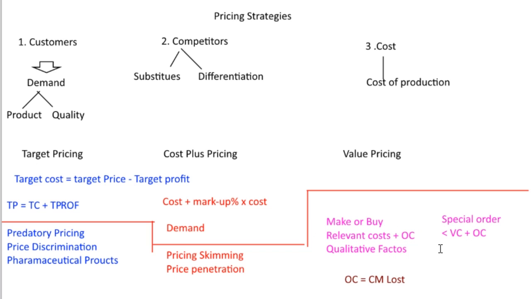And then there is special orders. The rule here is that the price has to be higher than your variable cost plus the opportunity cost. And I think that is really all of it.